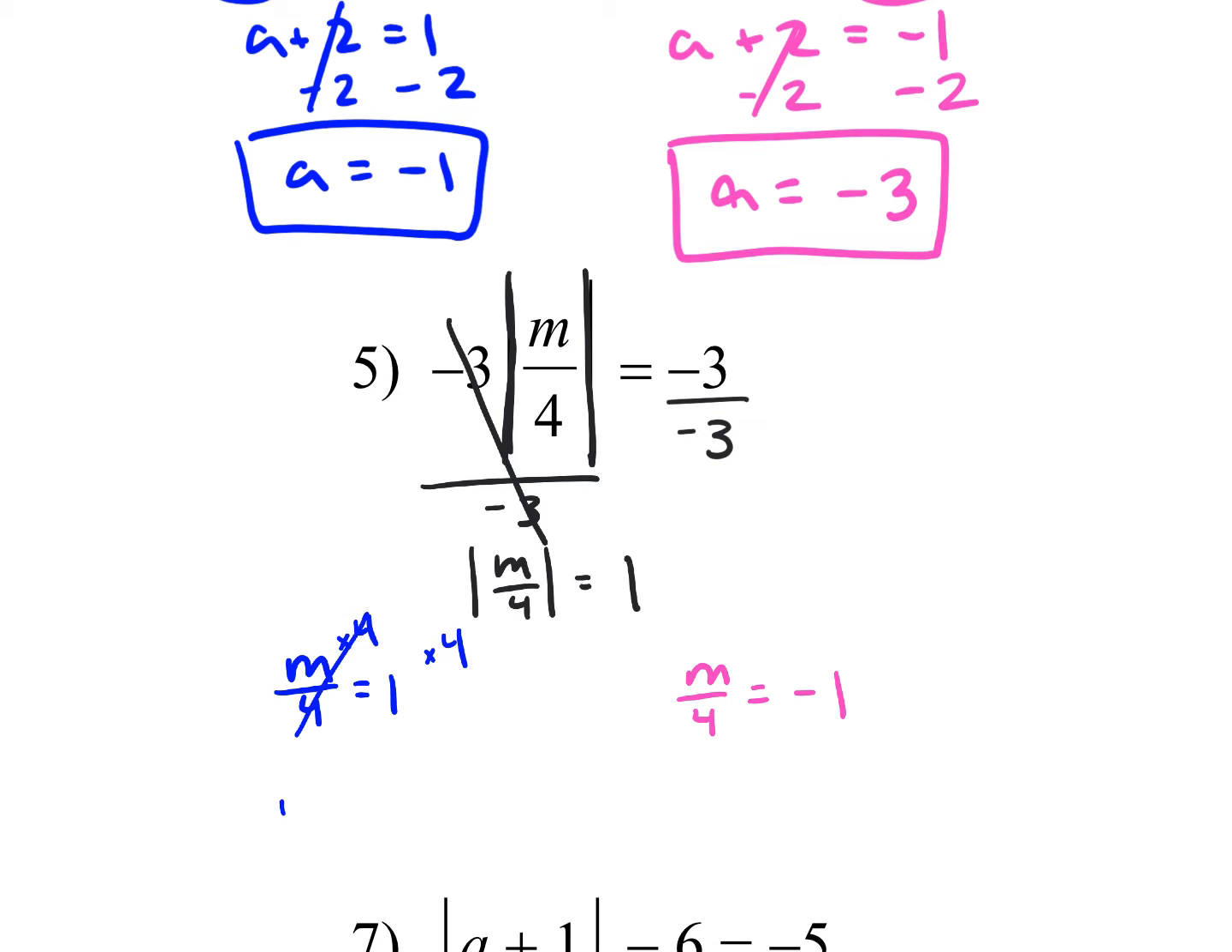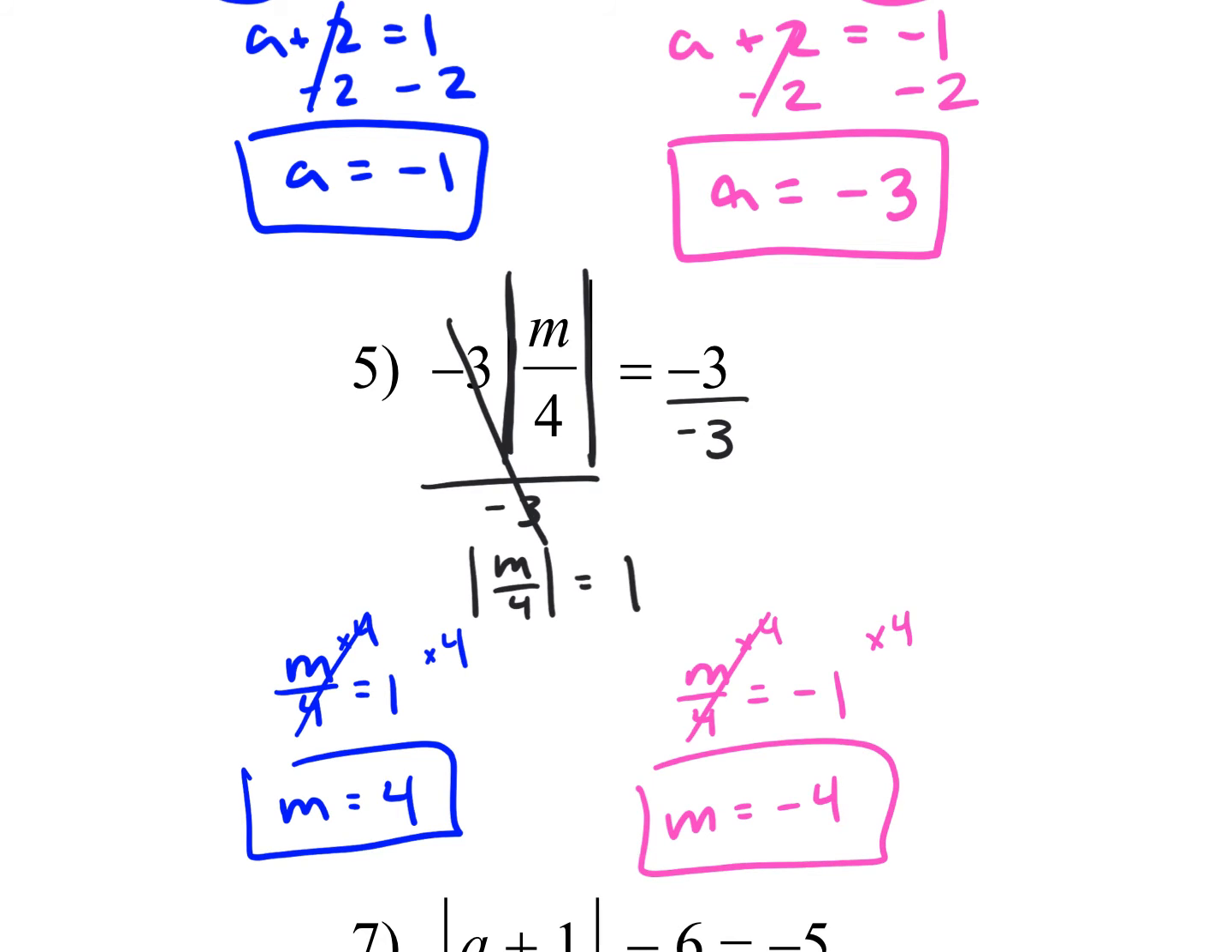So it'll cancel out on the left. I have m is equal to 1 times 4, which is 4. So that's one answer. Do the same thing on the other side. Multiply both sides by 4. Cancels out. So m is equal to, what's negative 1 times 4? Negative 4. Those are my two answers.